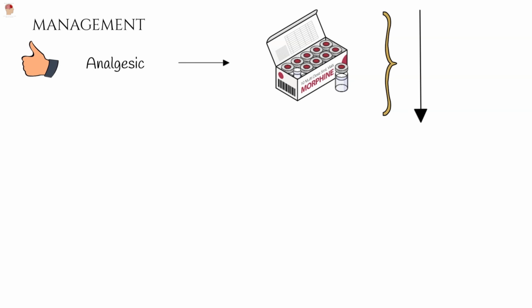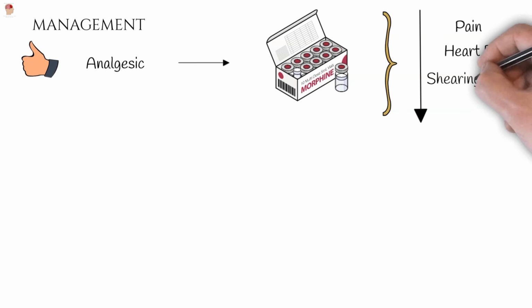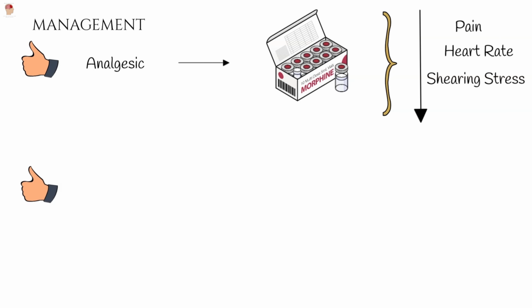So when the pain is decreased, it will decrease the sympathetic stimulation. And when the sympathetic stimulation is decreased, it will cause a decrease in the heart rate. And eventually, because of the decrease in the heart rate, there is a decrease in the propagation of aortic dissection, because of which there is a decrease in the shearing stress. So this is how the aortic dissection is managed primarily.